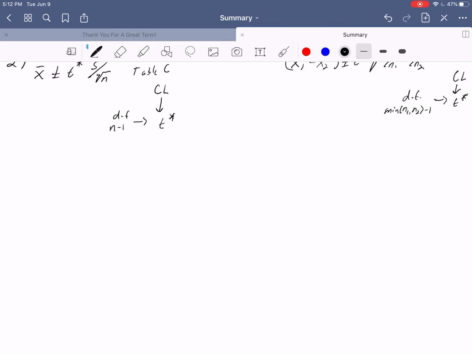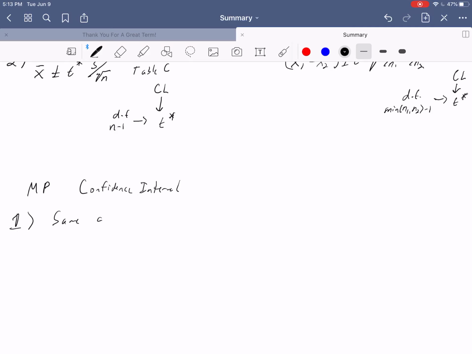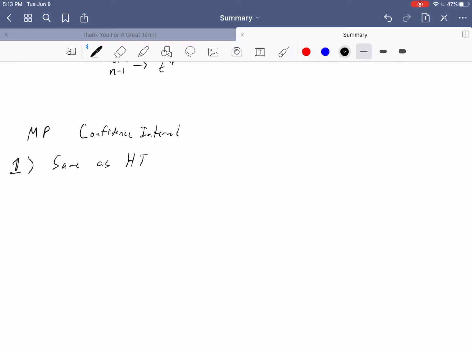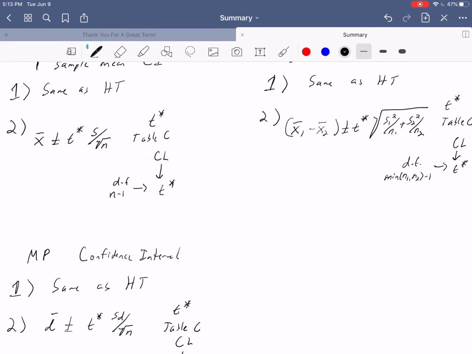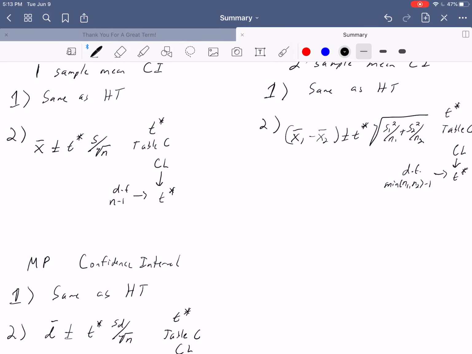We also have our matched pairs confidence interval. Same as hypothesis tests for the conditions. All of the quantitative confidence intervals have the same conditions as their corresponding hypothesis tests. Then the construction, d bar plus or minus t star, sd over root n, t star again from table C, degrees of freedom n minus 1, confidence level, intersect those together, that's going to be your t star. So that summarizes your 3 quantitative confidence intervals.